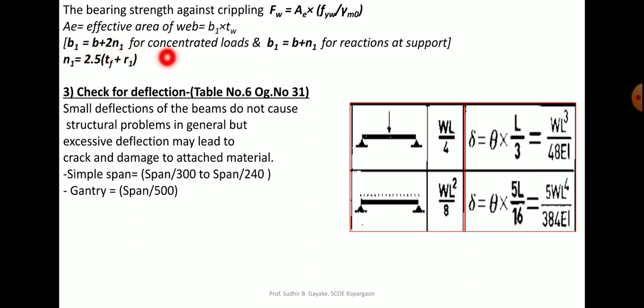because it is dispersion along both the sides, and in case of your supports, there is dispersion only along one side, therefore N1 value. So likewise B1 equals B plus N1 for reactions, and B plus 2 times N1 for concentrated load, where N1 is equal to 2.5 times of thickness of flange plus R1, where TF is your thickness of flange and R1 value is nothing but the radius at root.